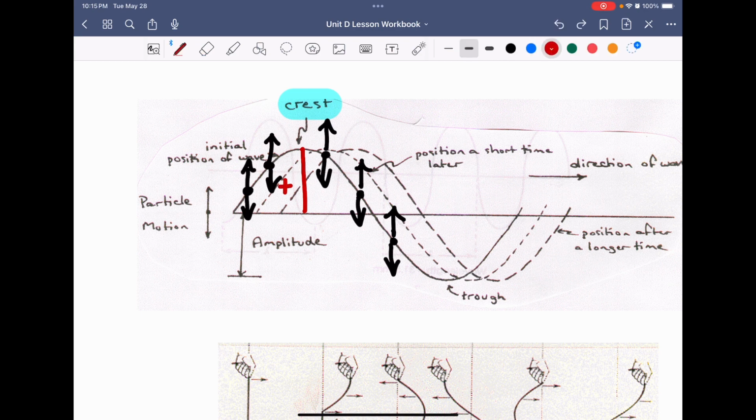So maybe I'll even write the positive just a little bit lower here, positive A, just to make sure that we can get that in there. Now, on the other side, we see a trough, a low point from the equilibrium, and then again, from that very high point to the equilibrium, we can write this as negative amplitude.